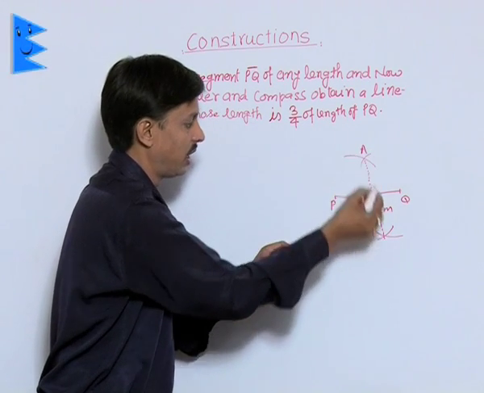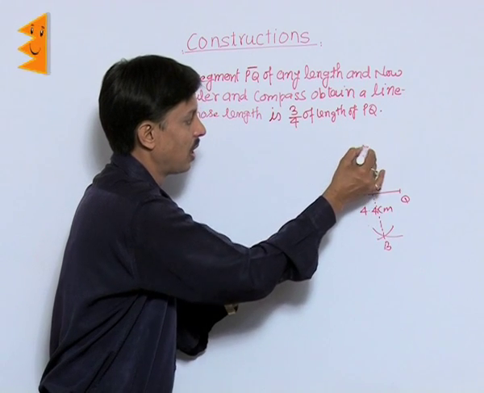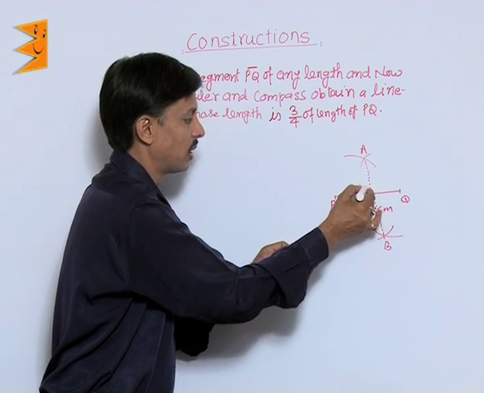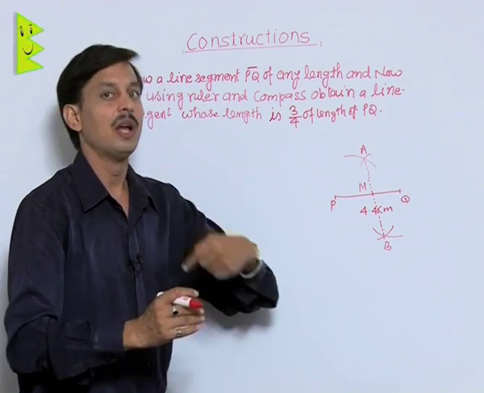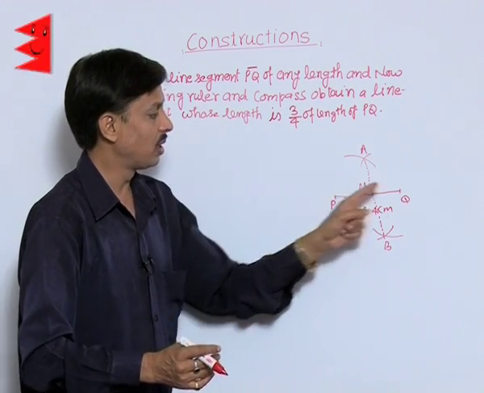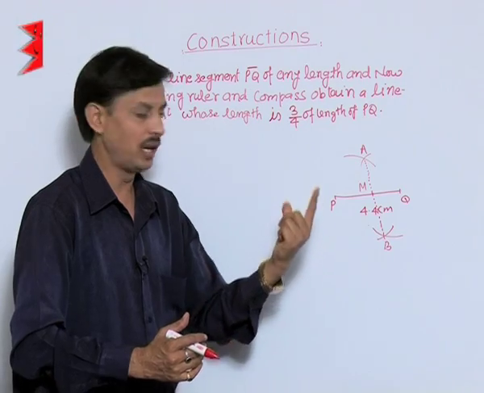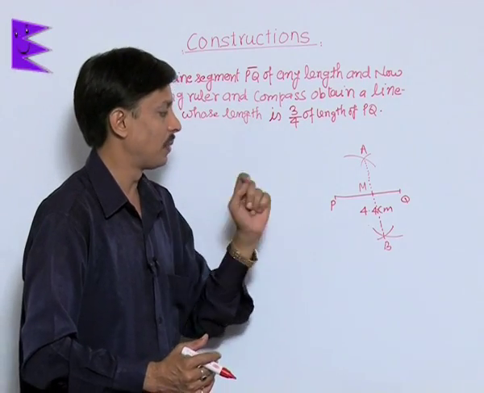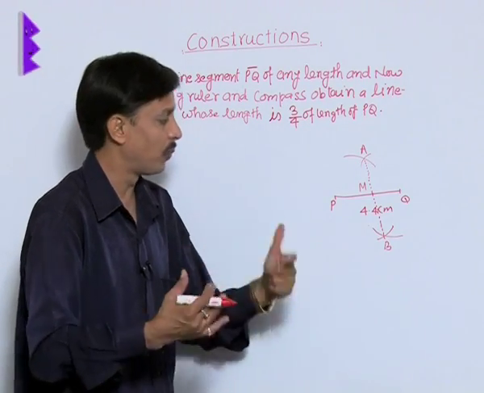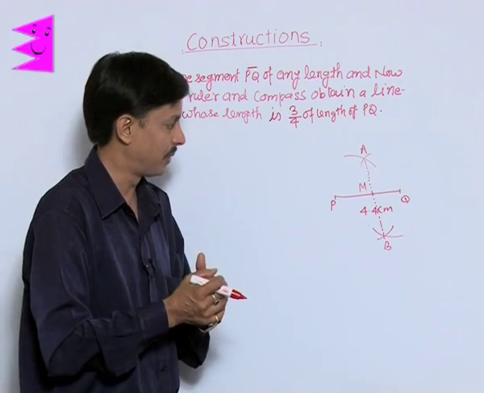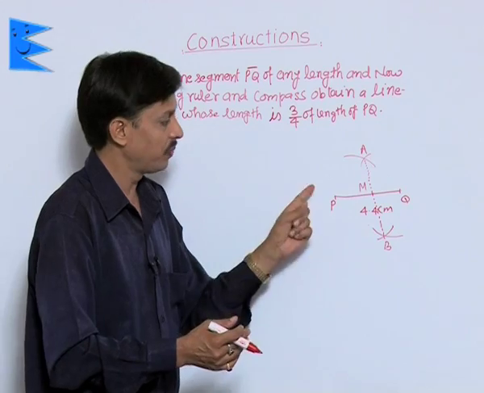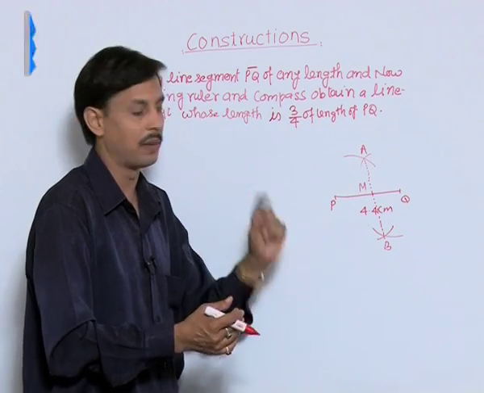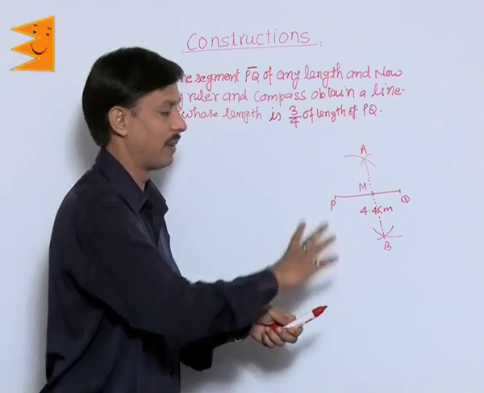Suppose this is A, this is B, and these meet here at a point M. Agreed? I am repeating, P and Q. PQ is a line segment drawn with the help of the pencil and compass of the length 4.4 centimeter as I adopted. Now, as I discussed in the previous question, it's a simple method how to draw the perpendicular bisector. I have drawn the perpendicular bisector.